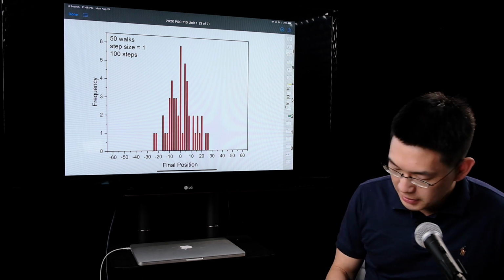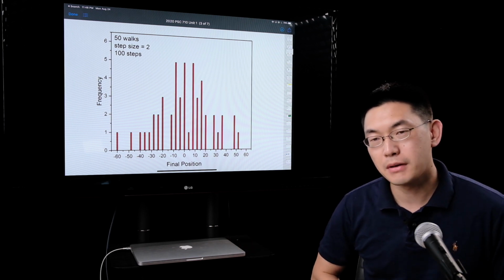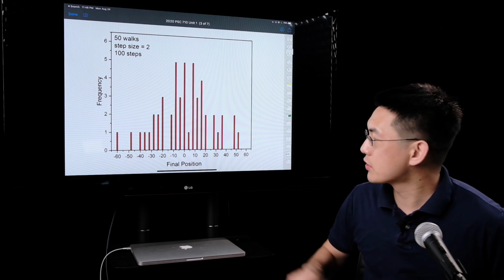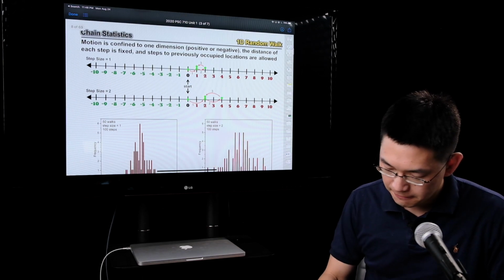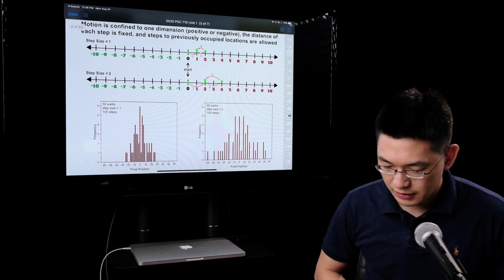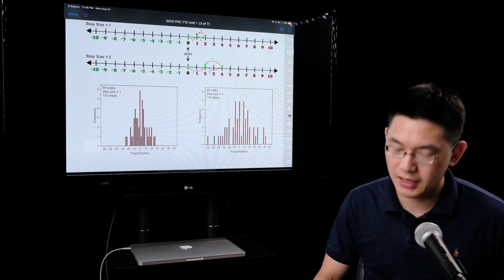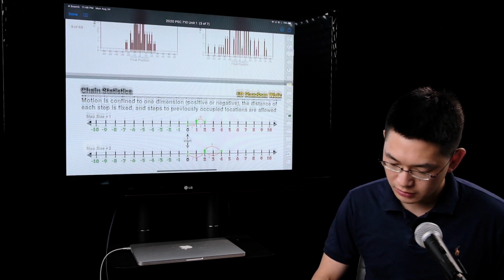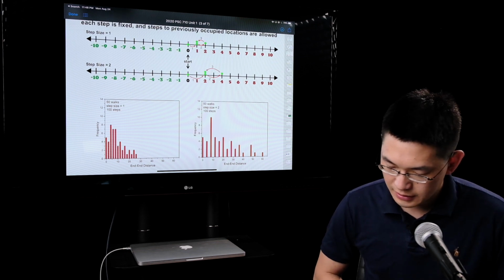If you take the bigger step, that would impact a broader distribution, because each step is bigger, so you have more possibility to reach the final step of 20. Again, this gives you the impression of how your end value would behave in a 1D walk. But how about the end-to-end distance?